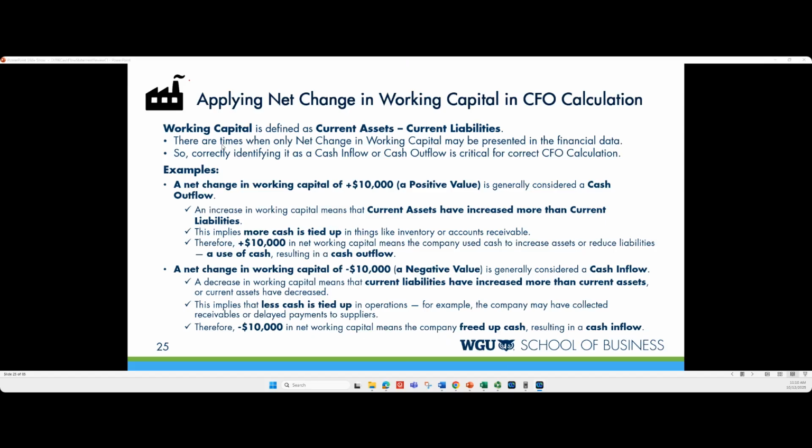On the flip side of that coin, if we see the net change in working capital is negative 10,000, a negative value, it typically means it's a cash inflow because the current liabilities have increased more than the current assets. So that means less cash is tied up. So it means that we've either collected receivables or it could mean that we've increased our accounts payable significantly. We've delayed payments to suppliers. So that negative value, in this case $10,000, is cash that's freed up. So it's a cash inflow.